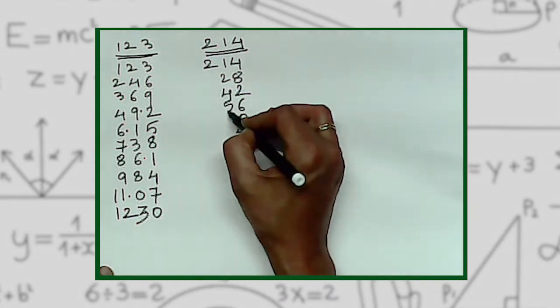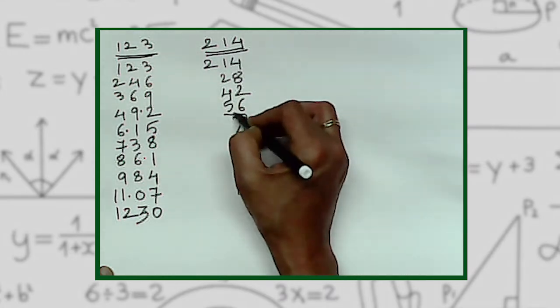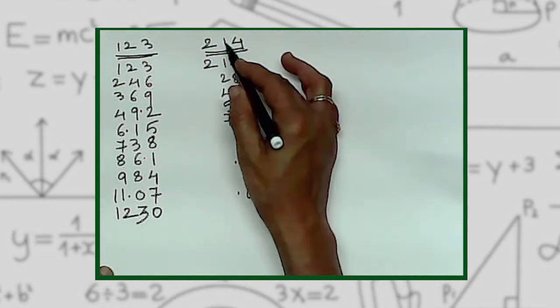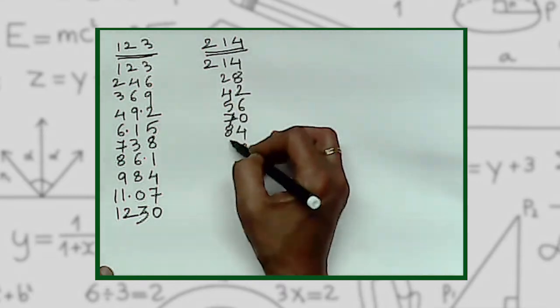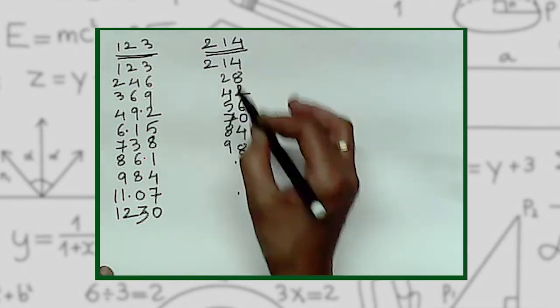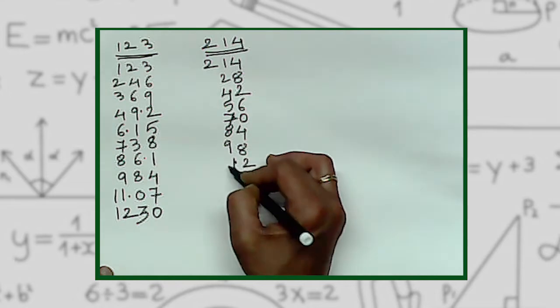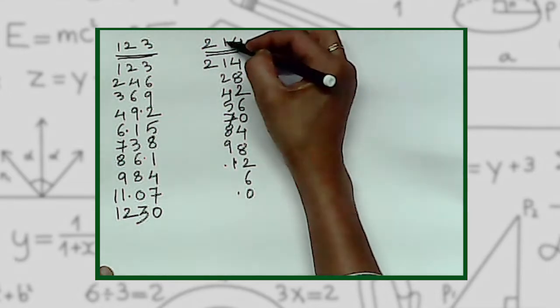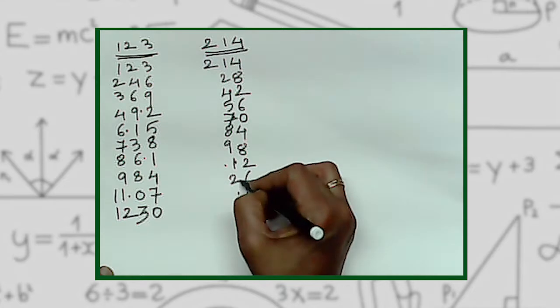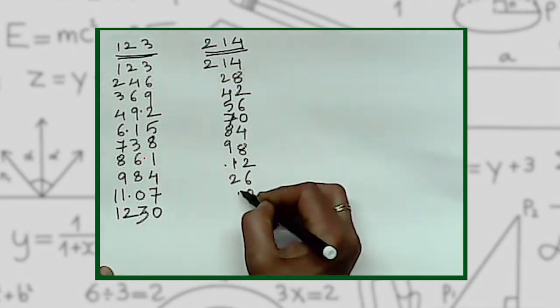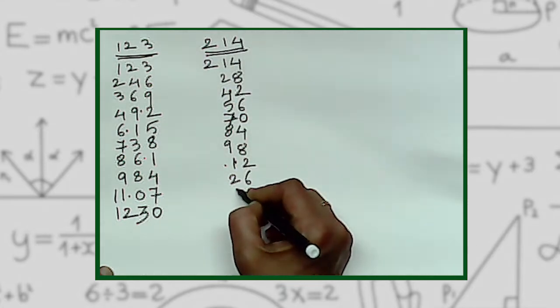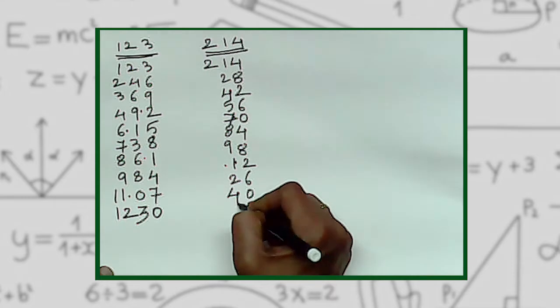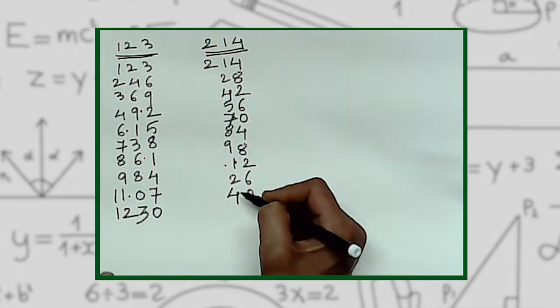4 plus 1, 5. 5 plus 1, 6 and point 7. 7 plus 1, 8. 8 plus 1, 9. 9 plus 1, 10 and this point 11. 1 plus 1, 2. 2 plus 1, 3 and 1, 4. Now last hundreds place.